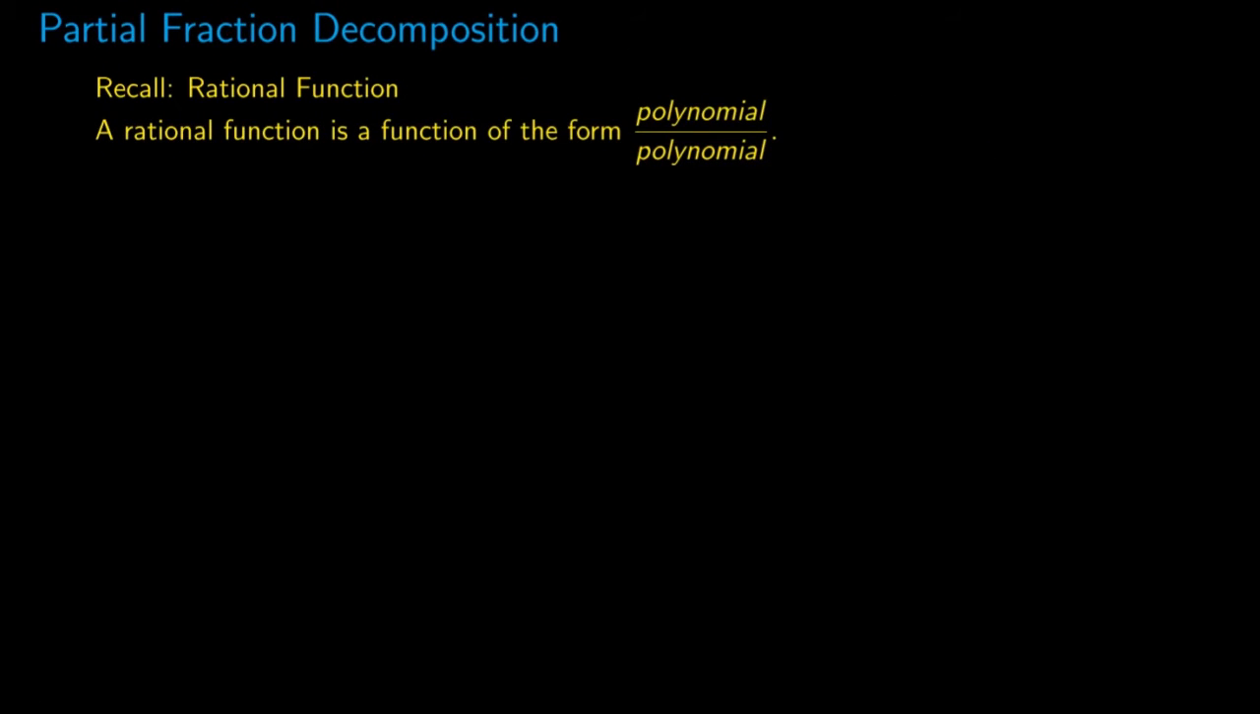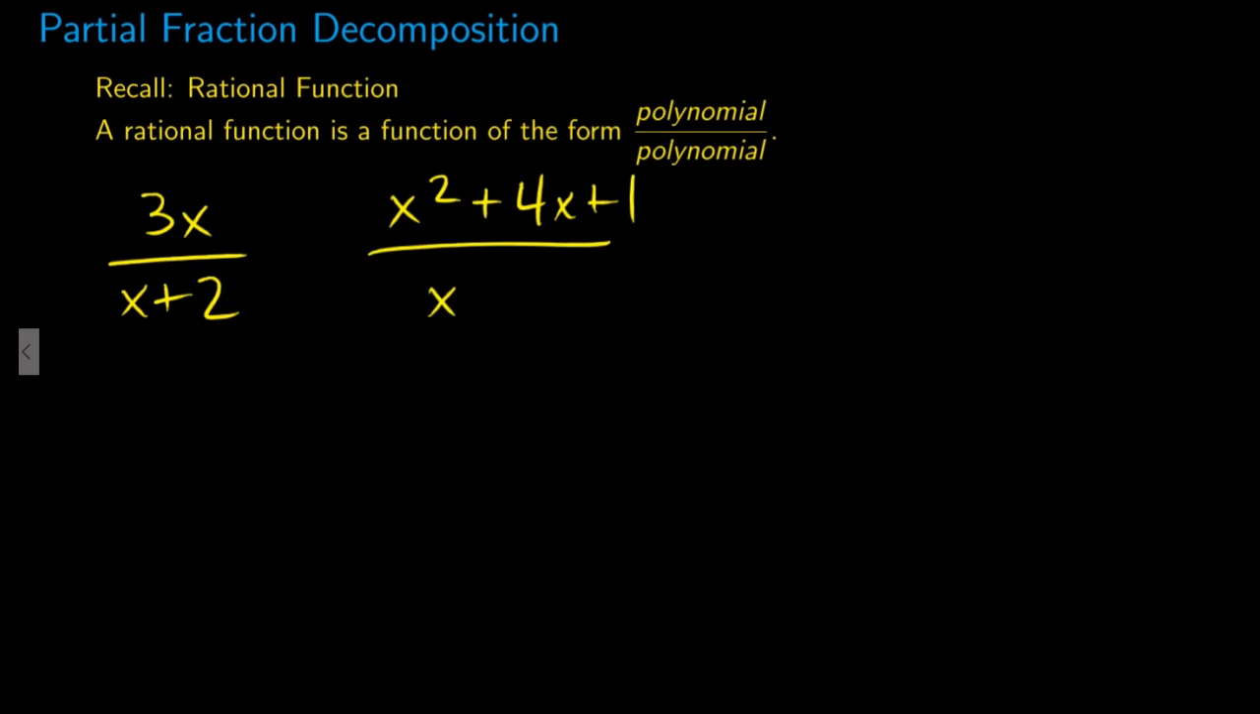First, let's recall a rational function. A rational function is a function of the form polynomial over polynomial. So some examples that we could see would be like 3x over x plus 2, or x squared plus 4x plus 1 over x to the 5th plus x cubed, or 1 over x cubed plus 2x squared. Anything of the form polynomial over polynomial.